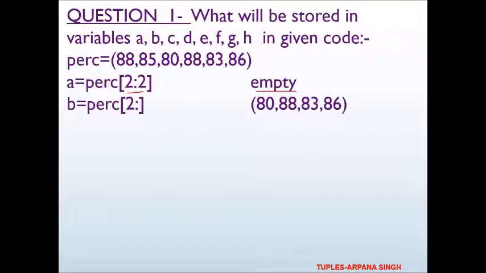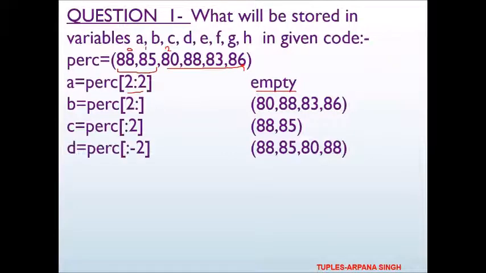Next, if you write PERC[2:], colon means from 2 onwards, so this is index 0, 1, 2. From 2 onwards means all these elements will be stored in b. Now if you write c is PERC[:2], it means from 0 to 2 minus 1, that is 1. From 0 to 1, 88 and 85 will be stored. And this is a negative index, minus 1, minus 2. So up to minus 2 means it will take one less, that is minus 3. So 88 to this 88.